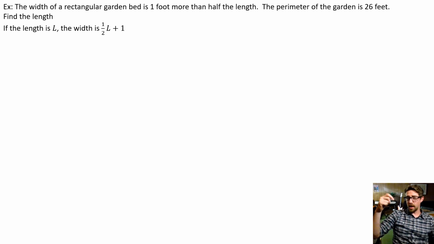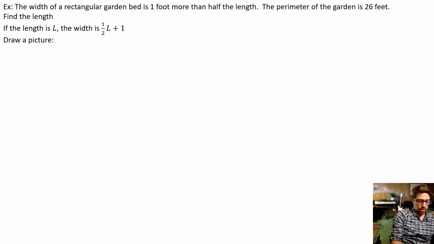If the length is L, then what is 1/2 of L? Well, of usually means multiply. So 1/2 of L is the same thing as 1/2 times whatever L is, or L over 2. That's fine. And then 1 more than that means plus 1. Right? So 1 more means plus 1. So 1 more than half the length translates in math to 1/2 L plus 1. So that's what we can call the width. And here goes my picture. So we're just going to draw a rectangle.